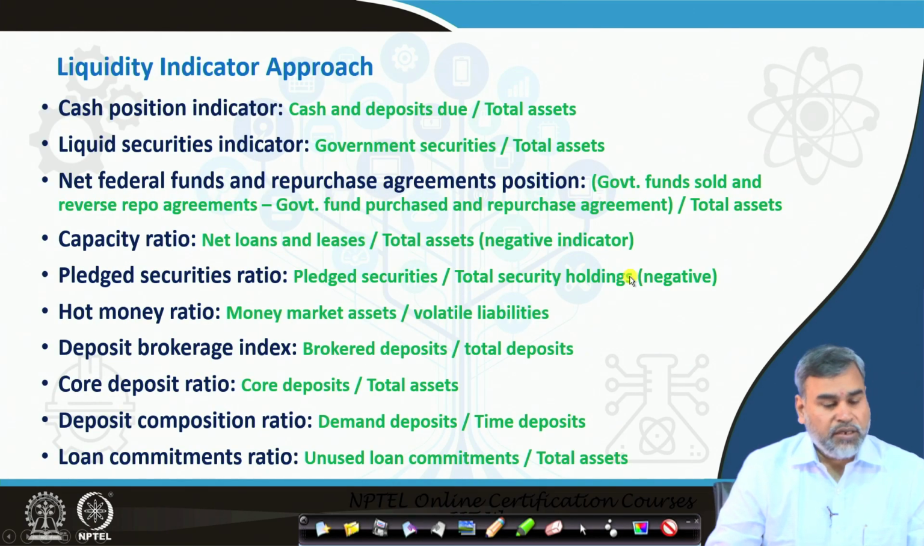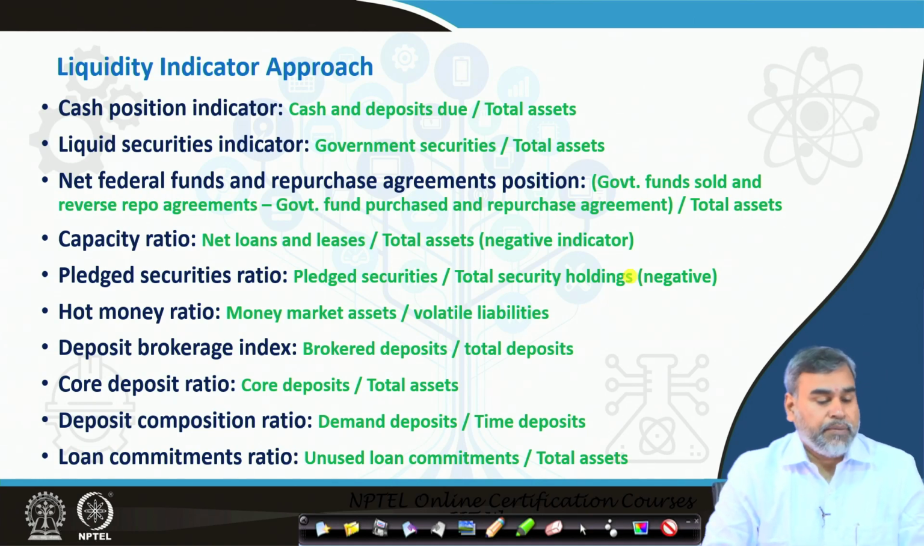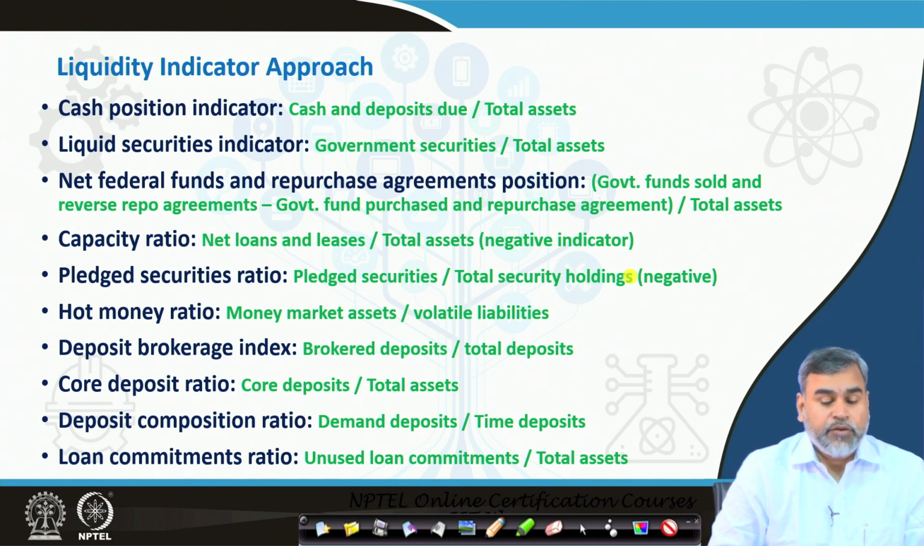And we have another approach, which is the liquidity indicator approach. We have the cash position indicator, which is cash and deposits due divided by total assets. If it is more, then liquidity will be more. Liquid securities indicator, that is government securities upon the total assets. If it is more, then obviously the liquidity of the commercial bank will be more. So, these are all the direct relationship with the liquidity position of the commercial bank.